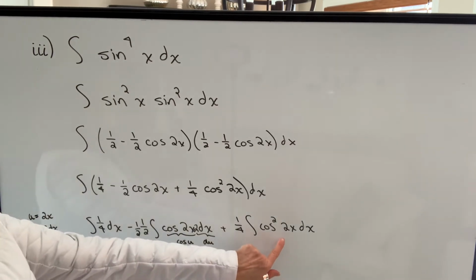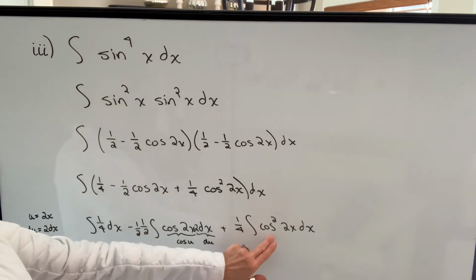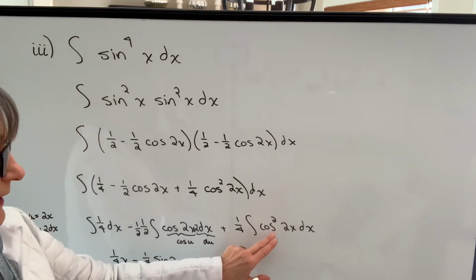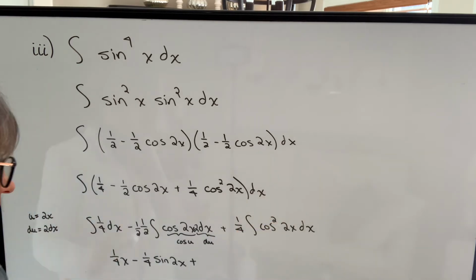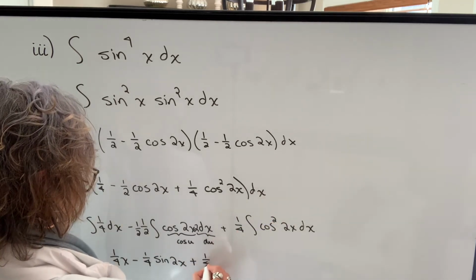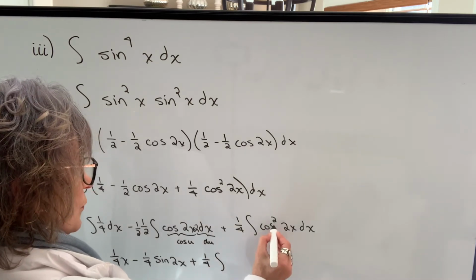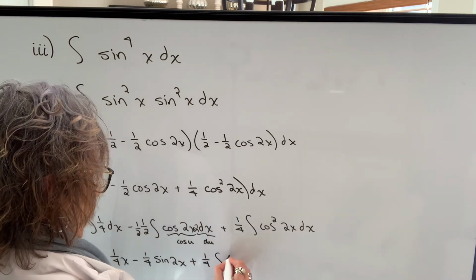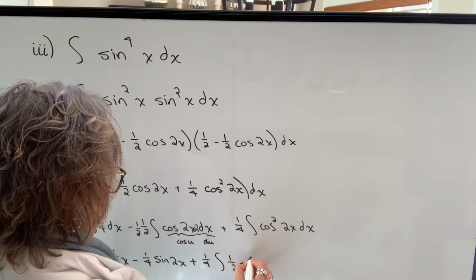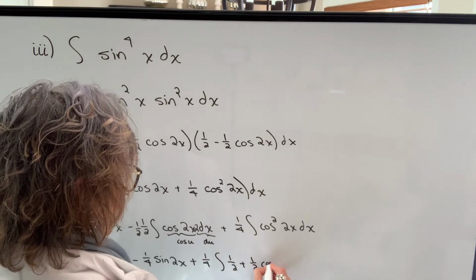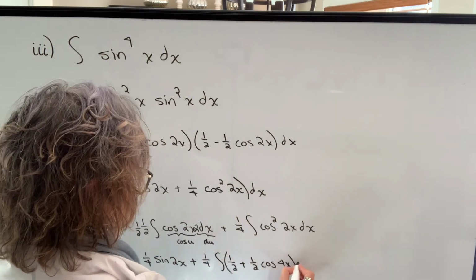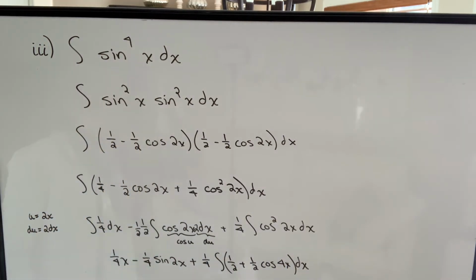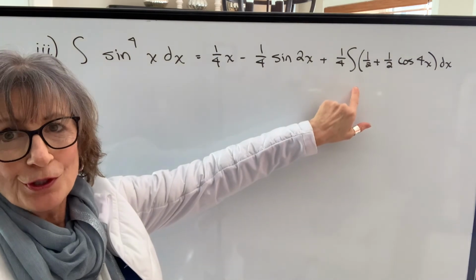But I'm stuck with this term. I need to use my double angle identity again with this because I can't integrate when it's squared. So it's going to be 1/4. And then cos squared of 2x will be 1/2 plus 1/2 cos of double that angle, 4x. So this is just what I had on the board.